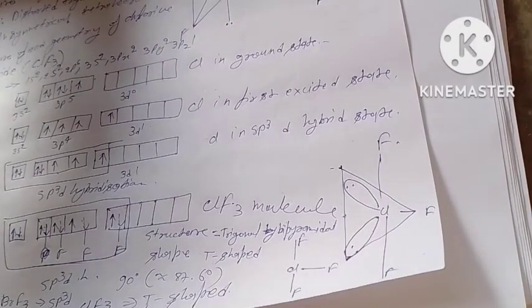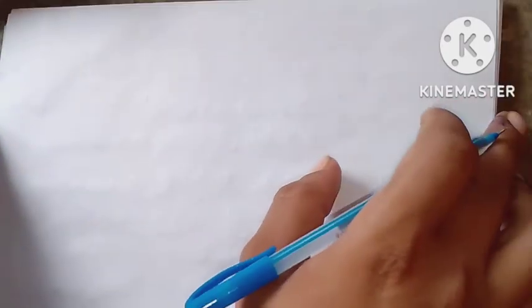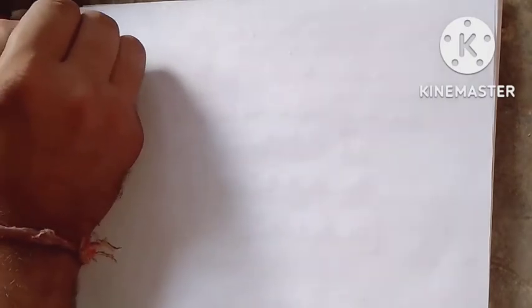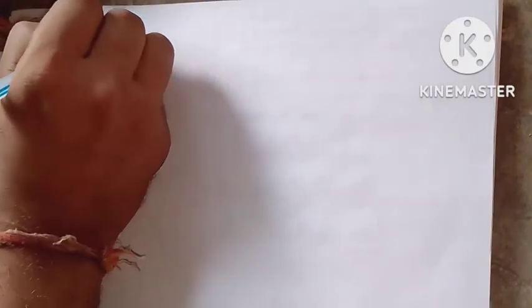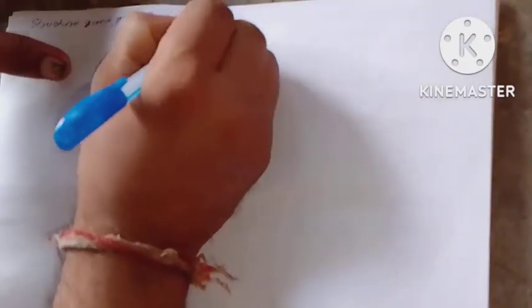Next, the structure and shape of ICl2 negative ion.